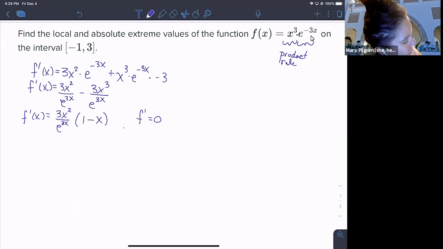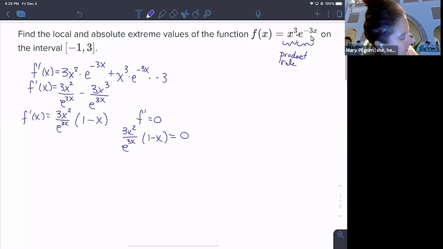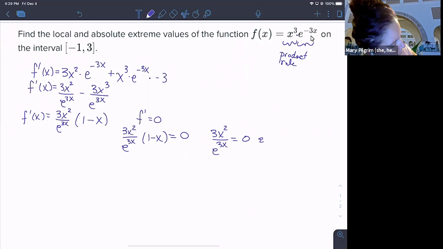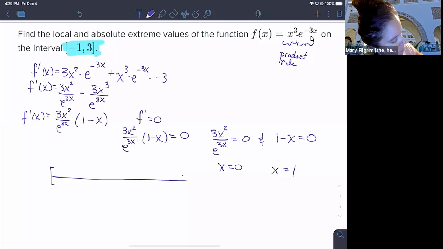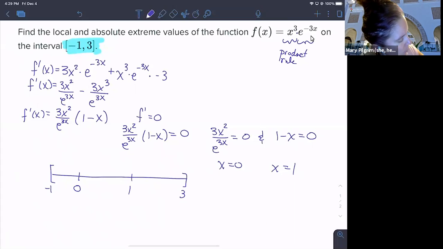And so I think about 3x squared over e to the 3x times 1 minus x equal to 0. Then I'm looking at setting each factor equal to 0. And that gives me the critical points x equal to 0 and x equal to 1. So I want to test these values on the closed interval that I'm given, and that closed interval is from -1 to 3, and then I've got my critical points 0 and 1.